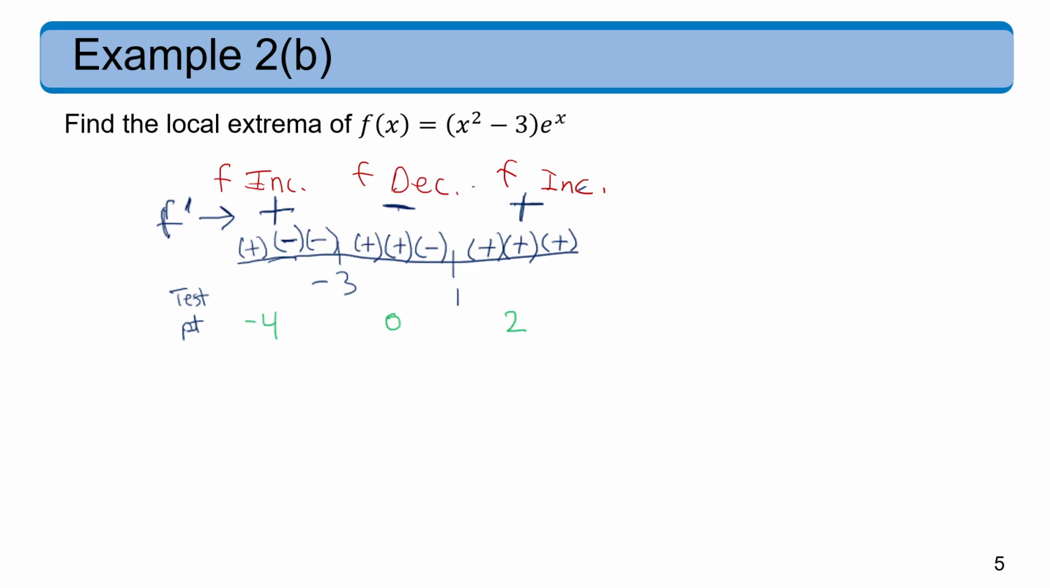So without even being very precise about the graph, we could do something like this. Start off with the function increasing. When we get to -3, it switches to decreasing. When we get to x-coordinate 1, it switches to increasing again. Notice that tells us we've got a local max right here, and we've got a local min at this point.